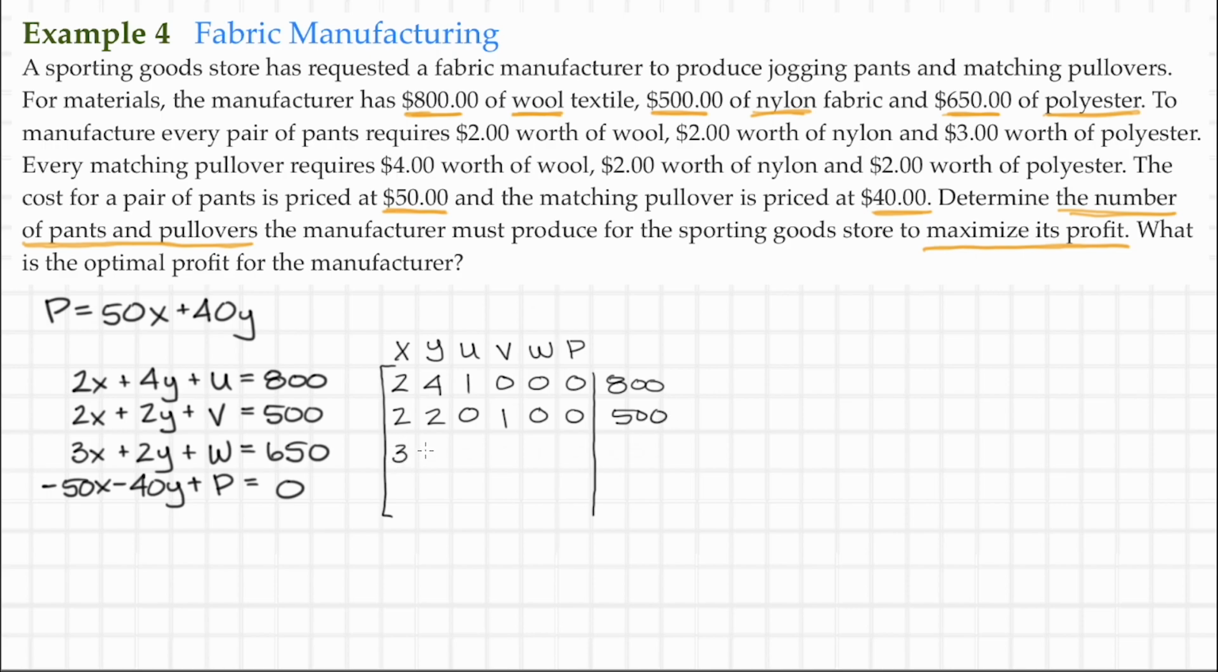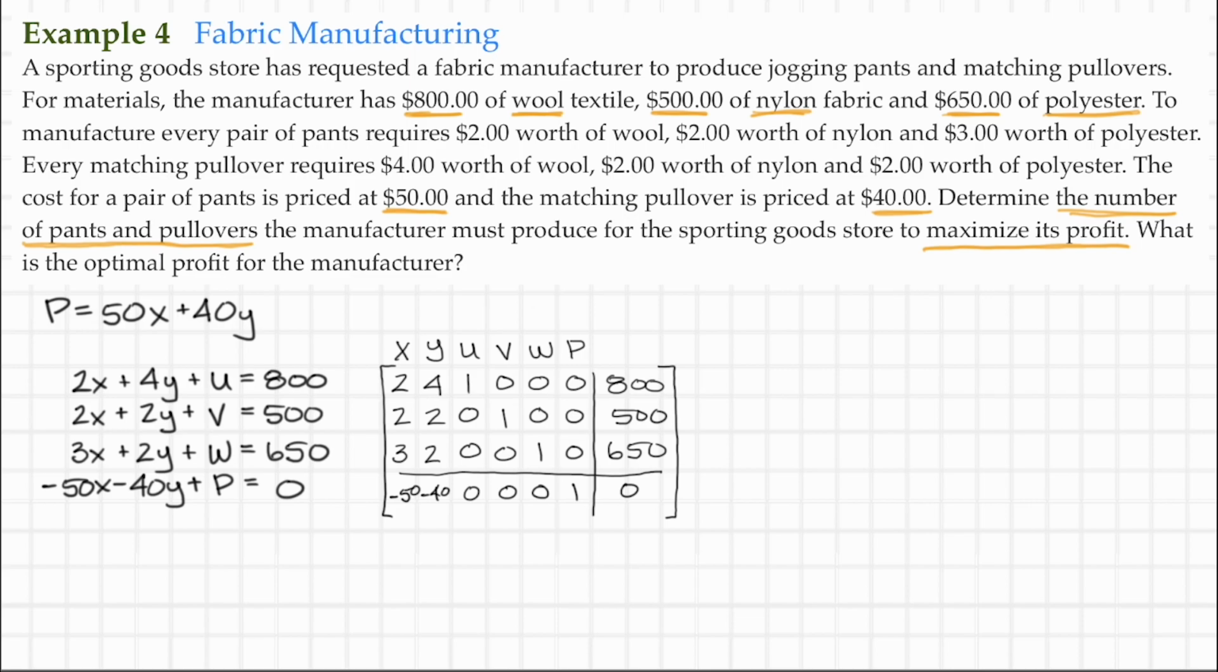3, 2, no U, no V. We do have a W. And then 650. And then for our objective function, -50, -40, 0, 0, 0, 1 for P, and then 0. Close off the matrix, and then put in our horizontal line. So now we have the simplex tableau that represents this problem.